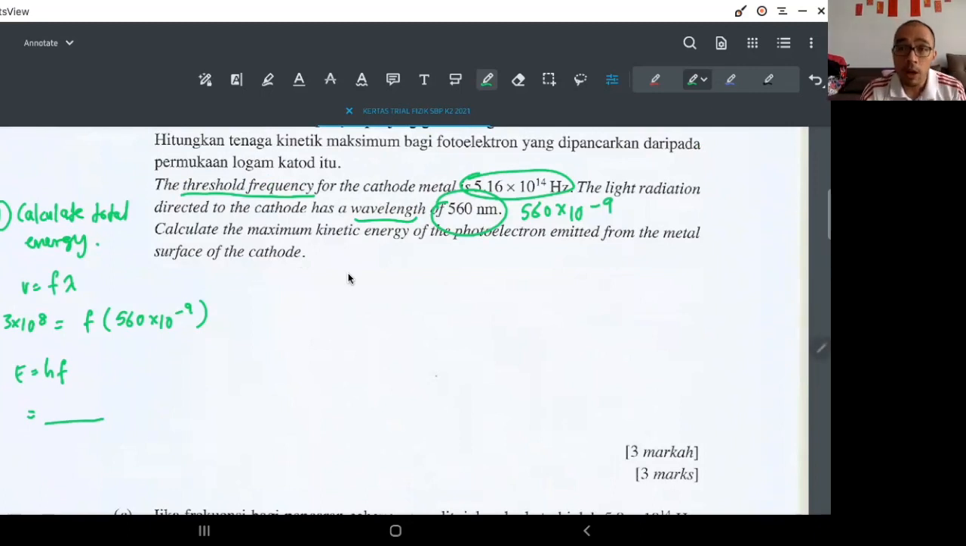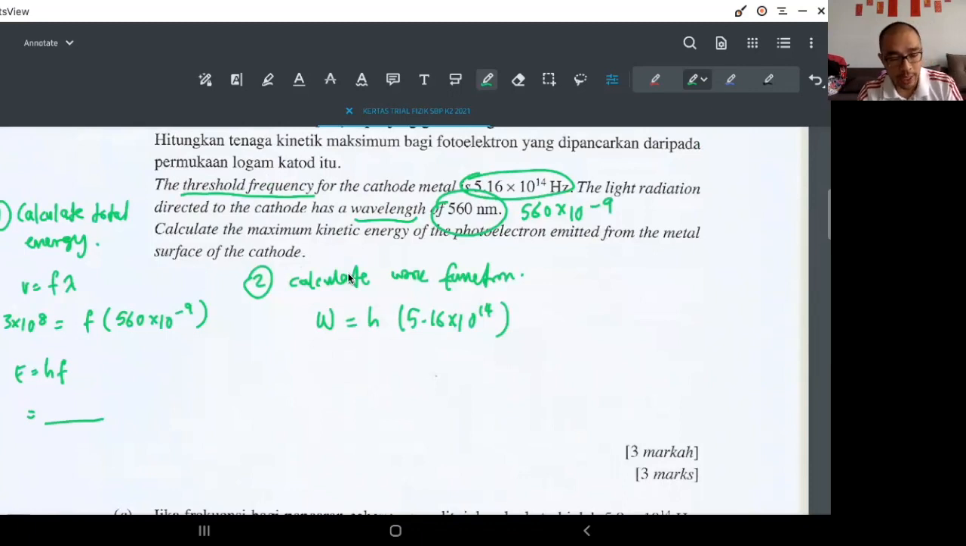Okay, work function also uses the same formula, E equals hf, except that we represent this by W equals h times 5.16 times 10^14 hertz, because the work function has to do with the kinetic energy. And then finally the third one is the total energy equals kinetic energy plus the work function.